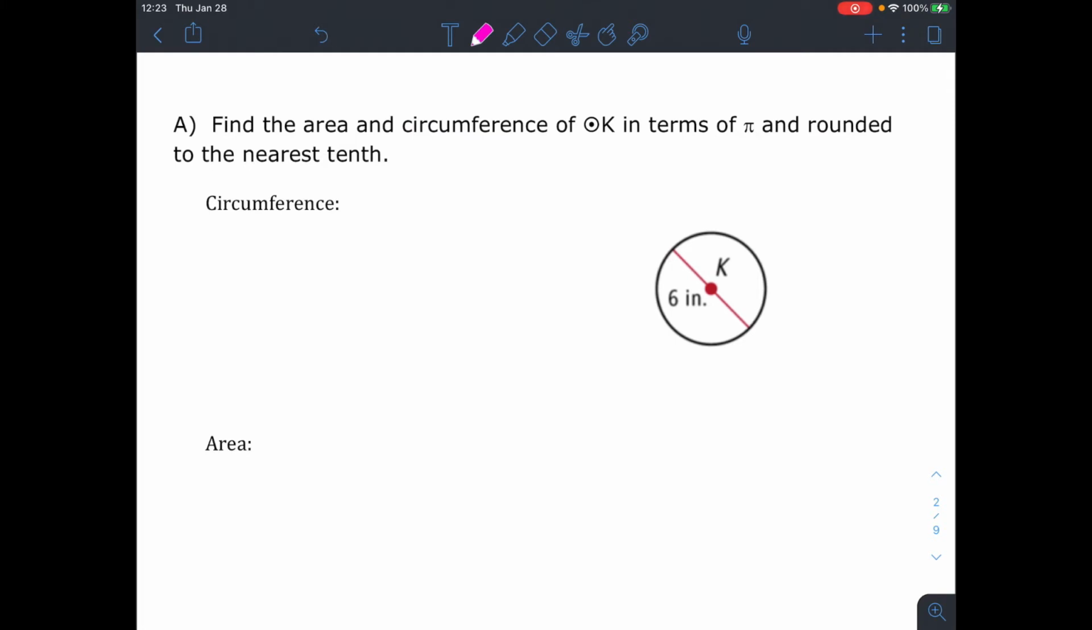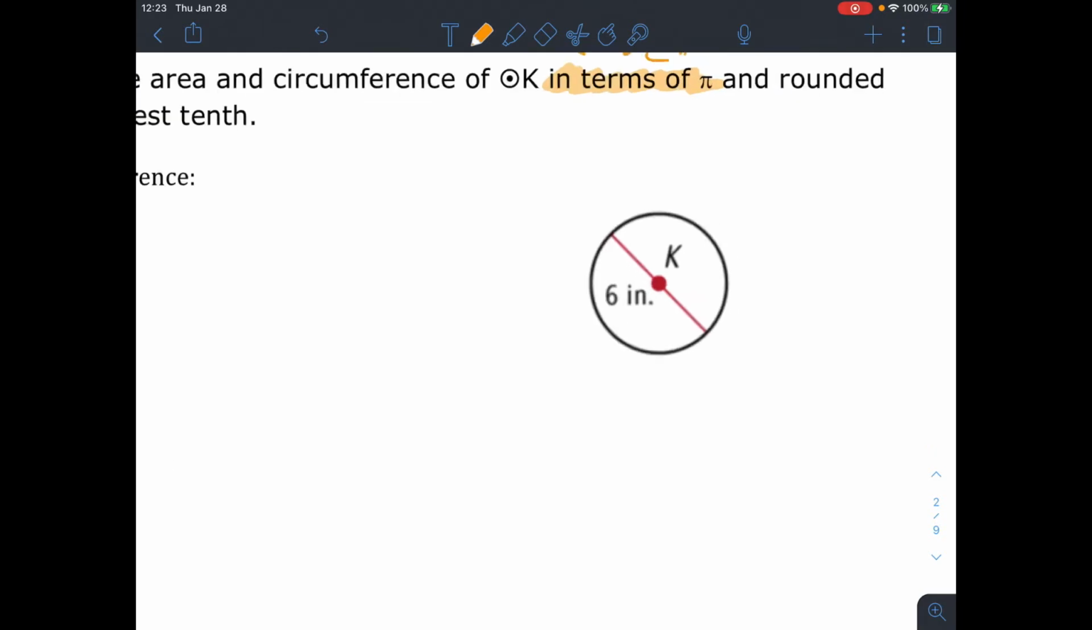Find the area and circumference of circle K in terms of pi, and then also round it to the nearest tenth. So first of all, in terms of pi, that's another way of saying exact form. So when you see that, all we're going to do is just not type the pi into our calculator, but we can use everything else, and then the answer will have pi in it. And then rounded means we just type everything into our calculator and give what the answer gives us to the nearest tenth. All right, so first of all, here's our circle.